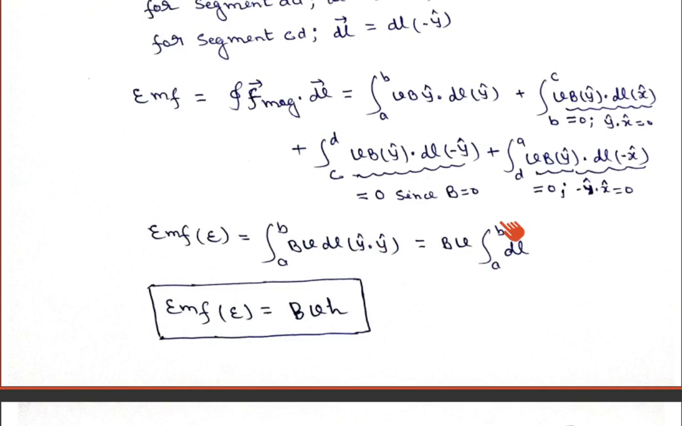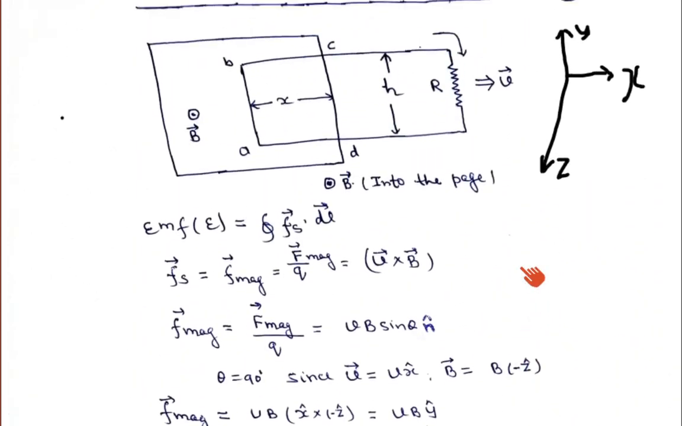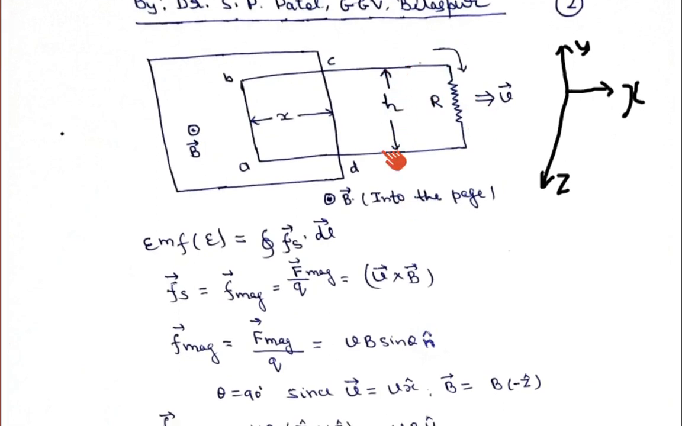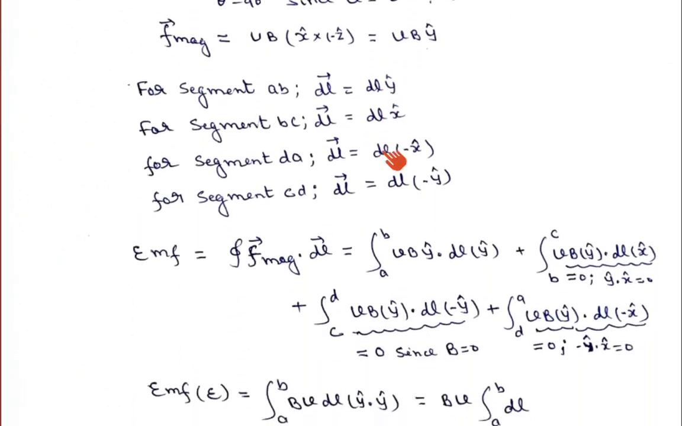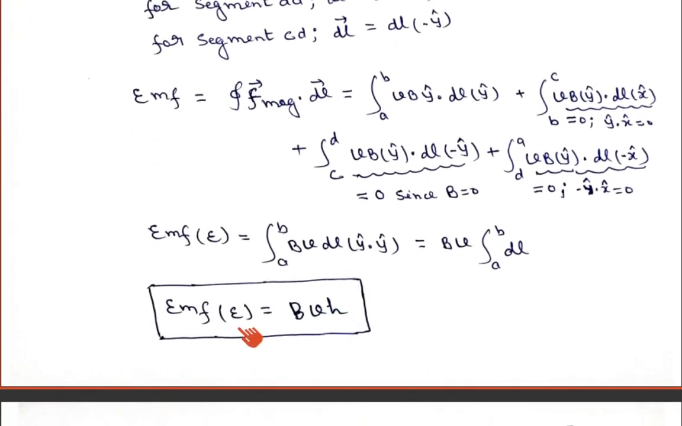So BV times the integral of DL from A to B. If you integrate A to B, that is the height of the circuit. So that is H, and we can write that as BVH. So this is due to the motion of the circuit in a uniform magnetic field.